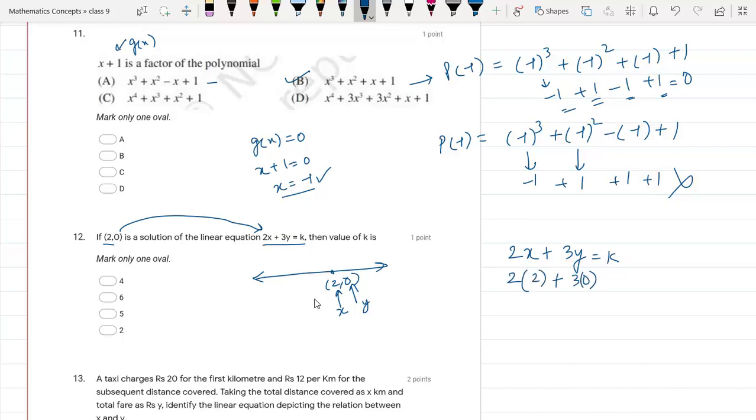We get 4 plus 0 is equal to k. So k equal to 4 is the correct answer.